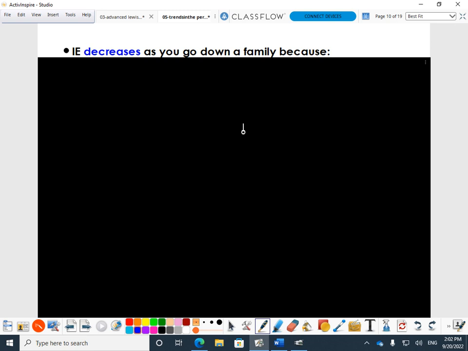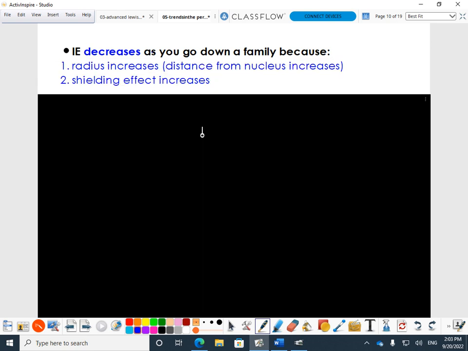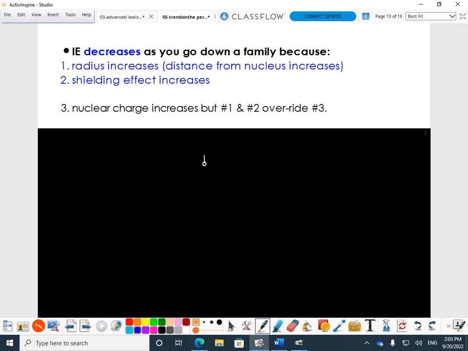So as much as we are going to talk about each of the trends separately, you can sort of connect them as well. Okay? So it decreases as you go down a family. So you're going to see similarities with atomic radius because you have more shells, radius increases, which makes more repulsion. And again, that's sneaky number 3, but we like the first 2 better.